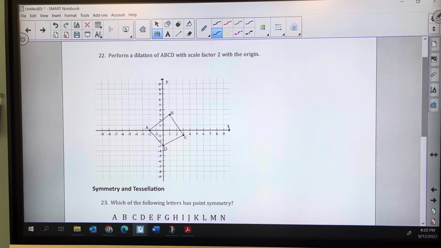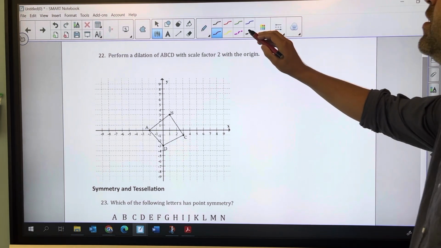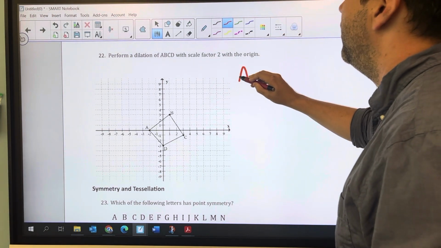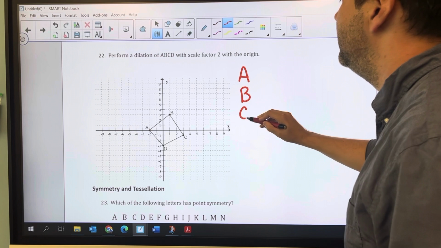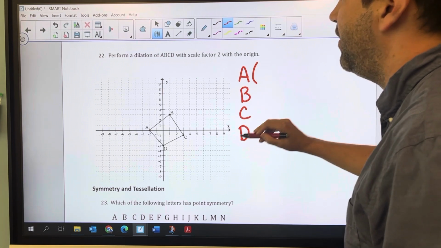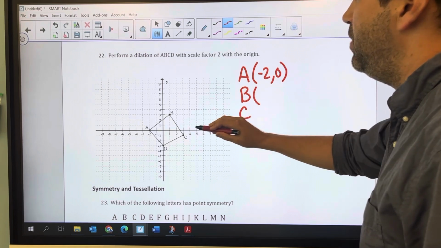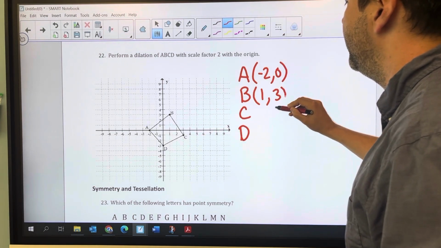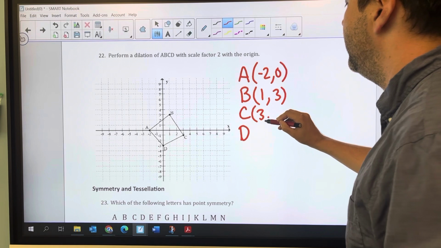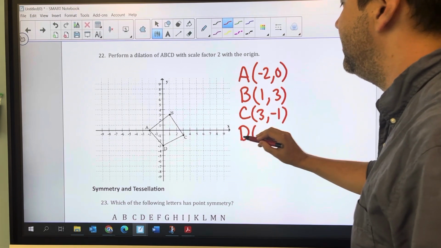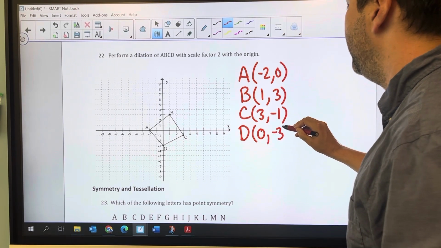And now we're supposed to form a dilation with the scale factor of 2 with the origin. We will only ever deal with dilations on the origin, just to clarify. For me, I'm going to take A, B, C, and D and identify those points. A is at -2, 0. B is at 1, 3. C is at 3, -1. And D is at 0, -3.